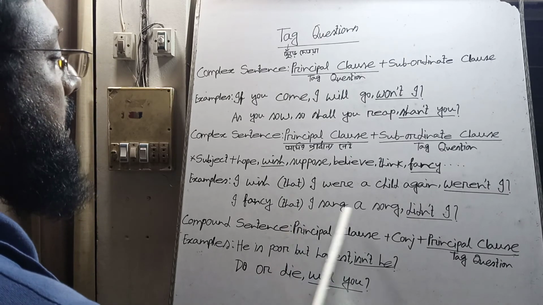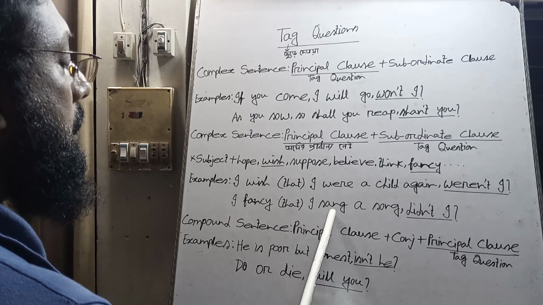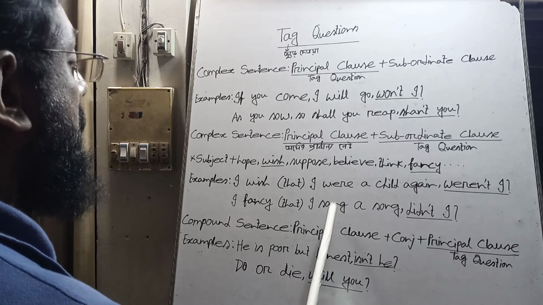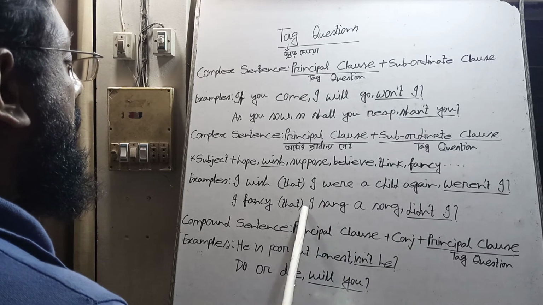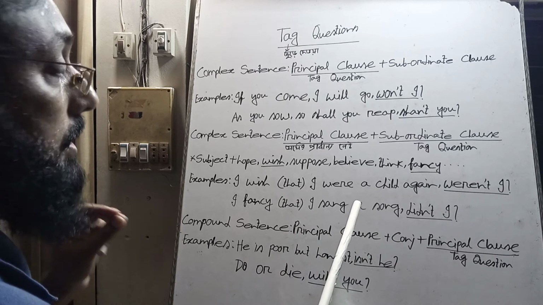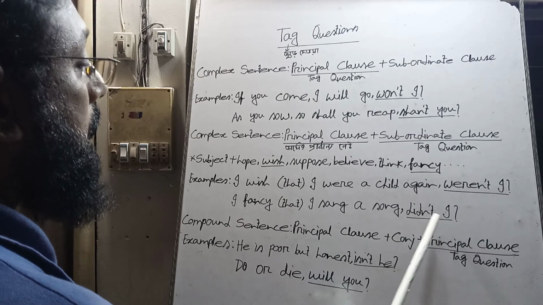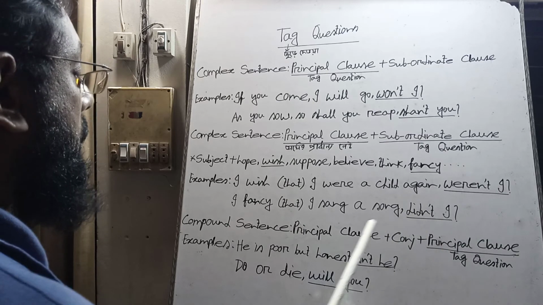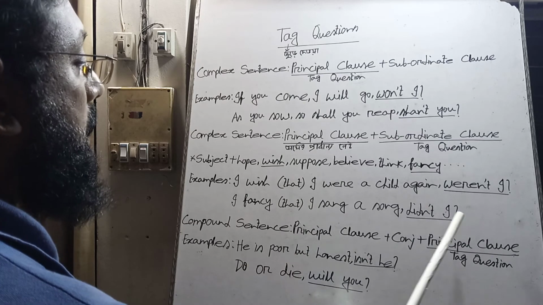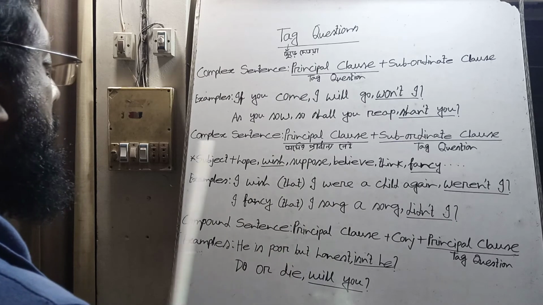"I sang a song." It is past indefinite tense and a subordinate clause. We take did as the auxiliary verb, and "that I sang a song", the subordinate clause, is affirmative, so the tag question will be negative. Did plus not is equal to didn't. It is the contracted form, and we take the subject, the pronoun I. At last we use a note of interrogation.